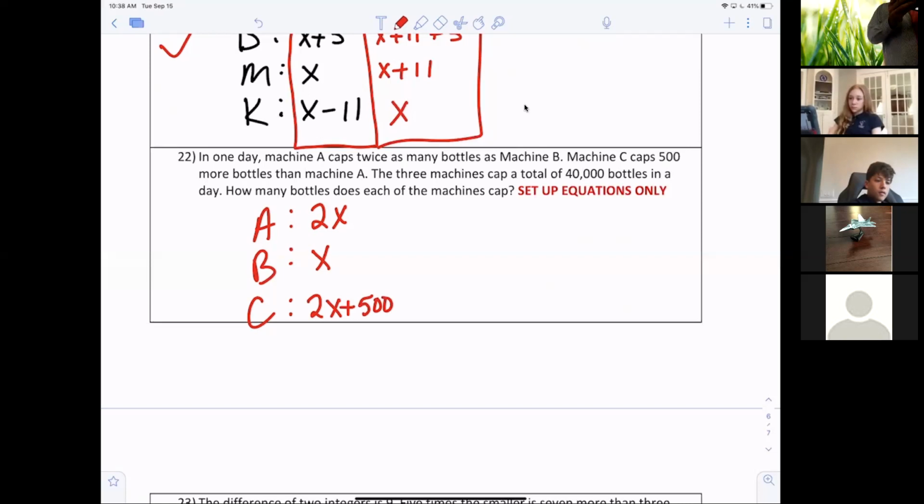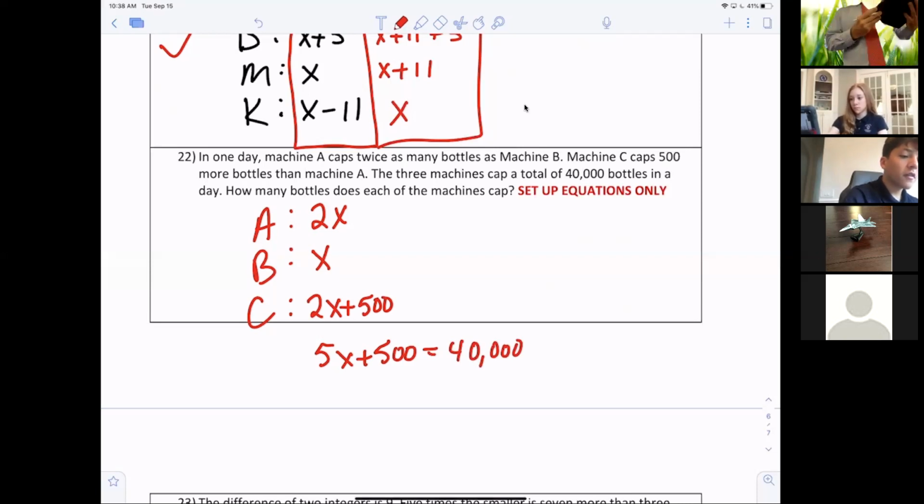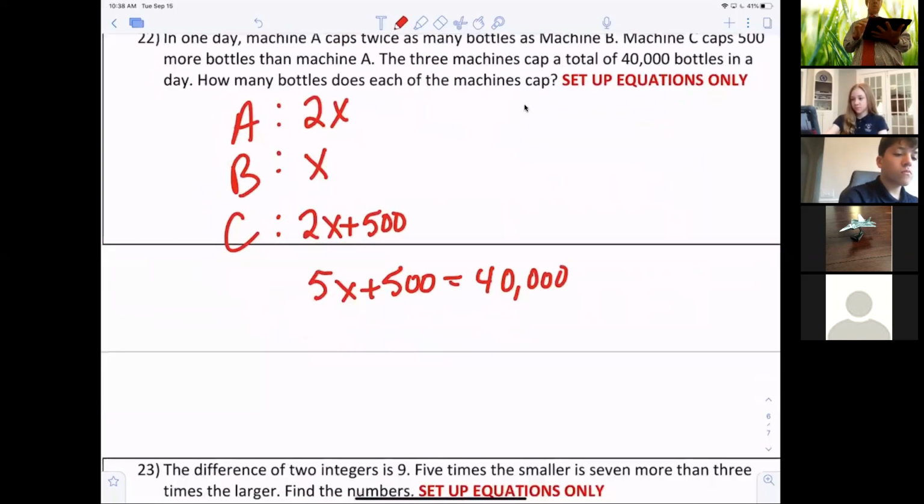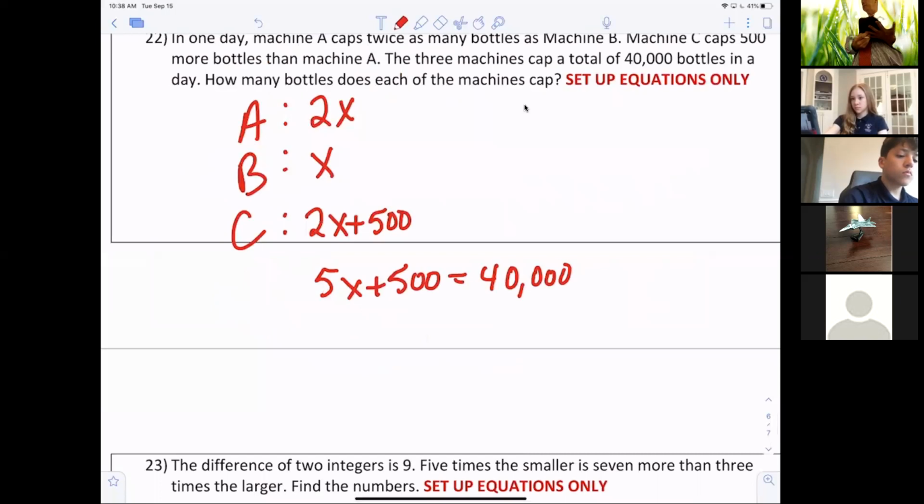Okay, now what? So then you add them all up, which translates to 5X plus 500 equals 40,000. Wow, how good am I? Very good. All right, that's it, guys. That's the equation. Come on, that's not that bad. I don't think that was that bad. Anybody have any issues with setting that up?